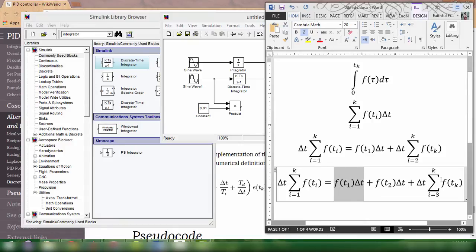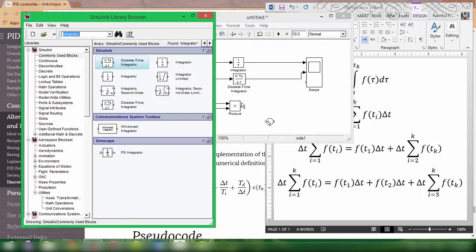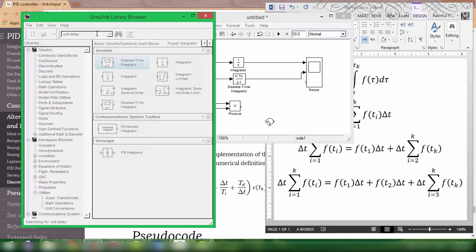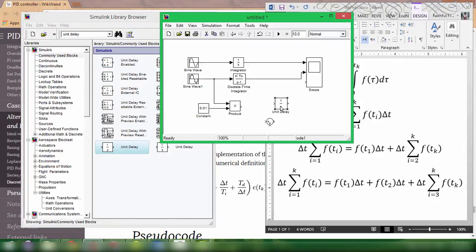How about the rest? Suppose that the simulation is running. At the beginning, it evaluates this for the first sample time. We need a block to save this first multiplication, so we can put in the unit delay block. Here's the unit delay block, which stores the previously calculated multiplication, which is this one.